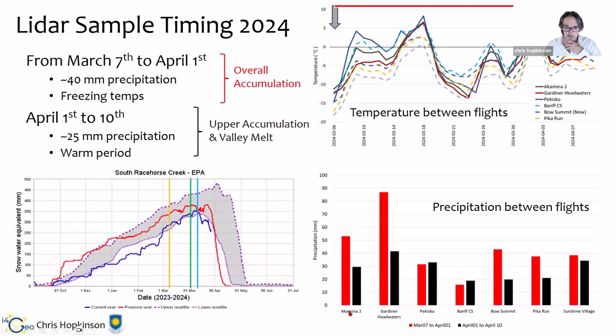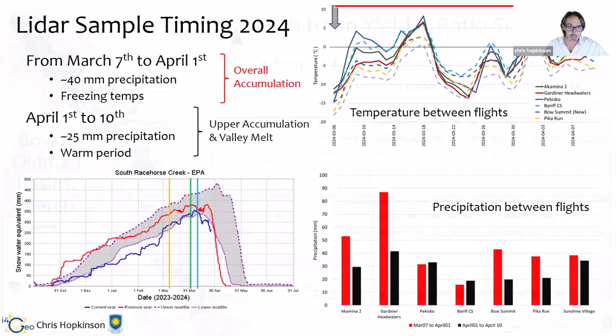And then if we look at the precipitation, lots of precip from March to April. And then even in the first few days of April, there was also quite a bit of precipitation. So overall, quite a bit of snow accumulation between both time periods. But in the latter one, we also had melt. So it's kind of confusing when you're trying to compare field data and LiDAR data collected at different times.